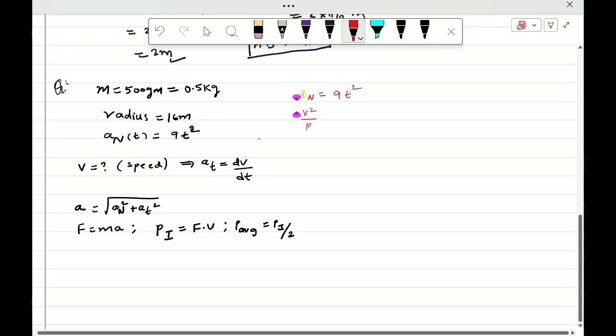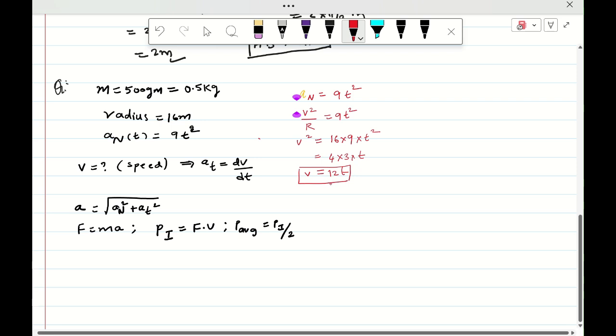AN means V square by R, radius is equal to 9t square. Therefore V square is equal to R into 9t square, that equals 16 into 9 into t square. So V is equal to, if you multiply 16 into 9, 144, that is 12. Otherwise 4 into 3 into t. The speed is equal to 12t.